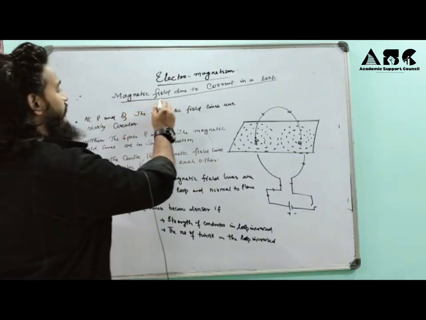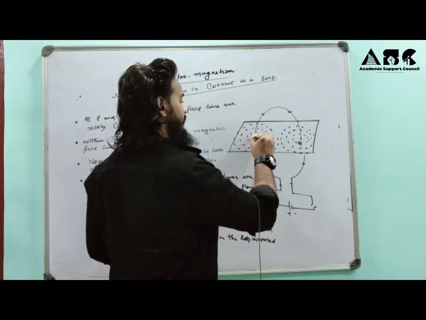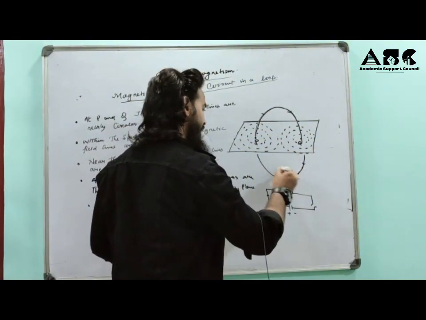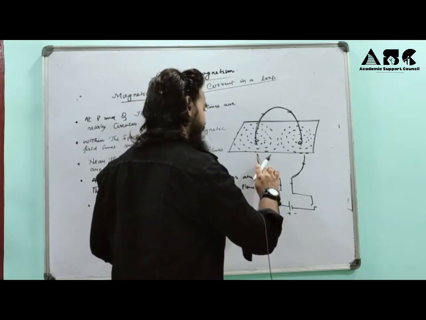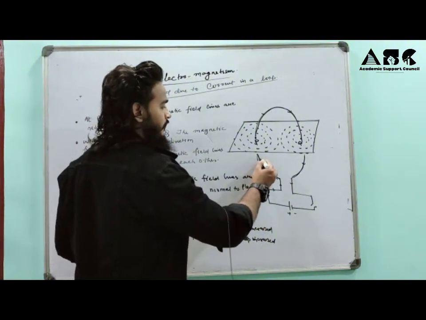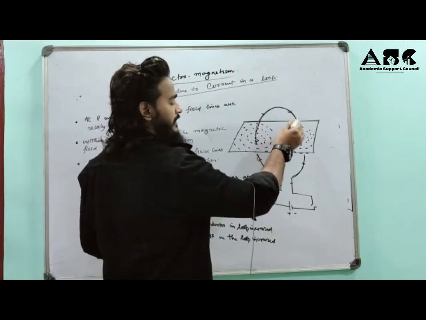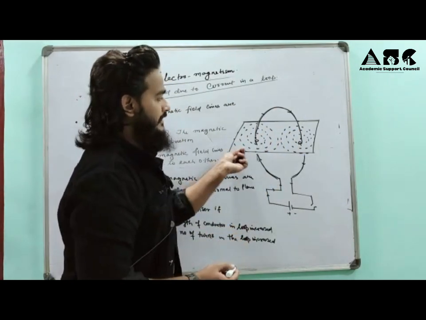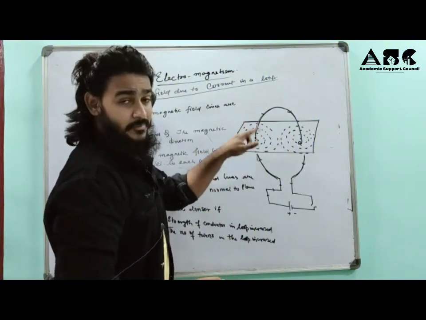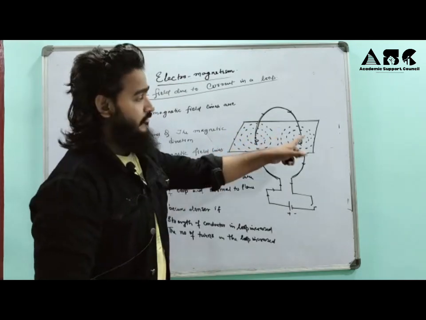Magnetic field due to the current in a loop. At P and Q, suppose this is a loop, a circular wire, connected to a battery, and now the current is passing from this direction to this direction. If you place some iron filings over the sheet and start tapping while the current is passing, you will get concentric circles formed.